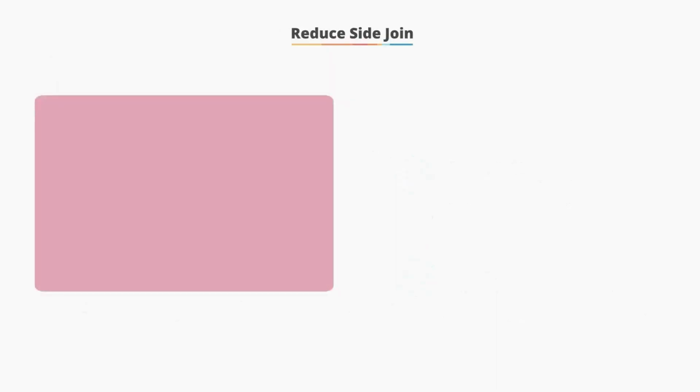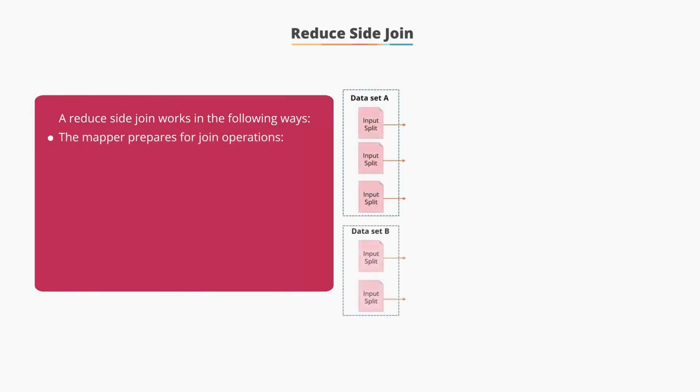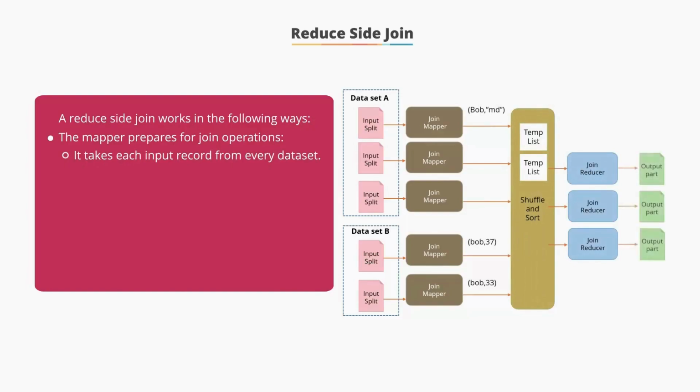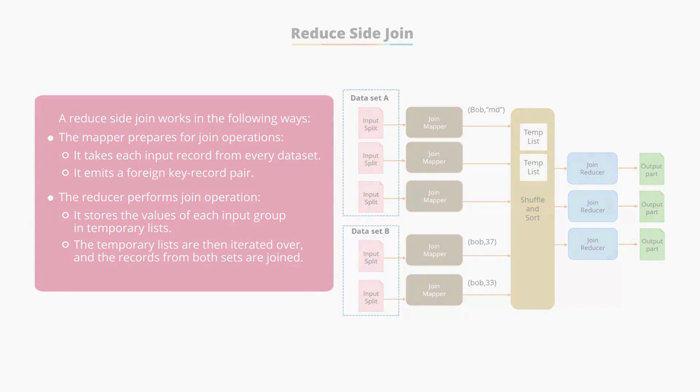A reduced side join works in the following ways. The mapper first prepares for join operations. It takes each input record from every dataset and emits a foreign key record pair. The reducer then performs a join operation where it collects the values of each input group into temporary lists. The temporary lists are then iterated over, and the records from both sets are now joined.